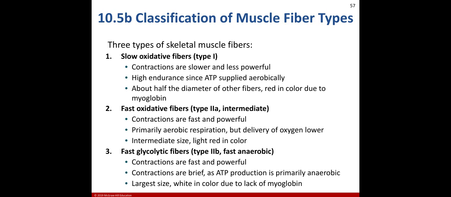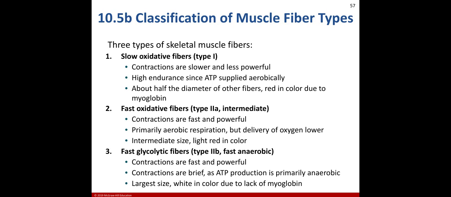Type 2 is going to be fast oxidative fibers. Contractions are fast and powerful. They have aerobic respiration providing their ATP. And they are intermediate in size, and they're sort of light red or pink colored.